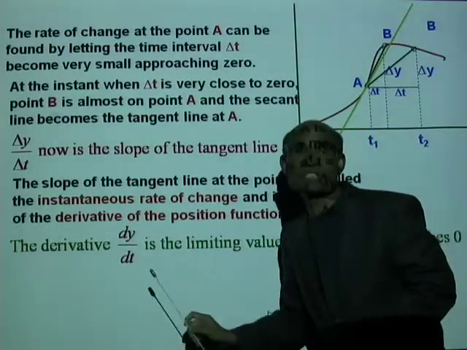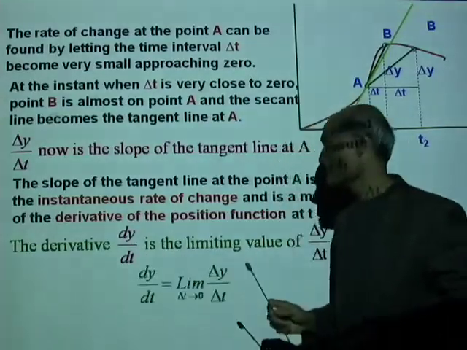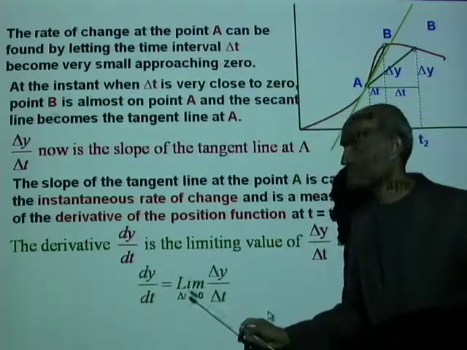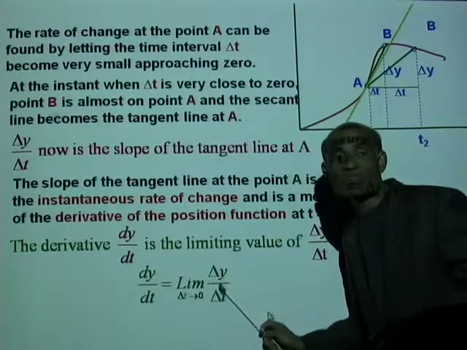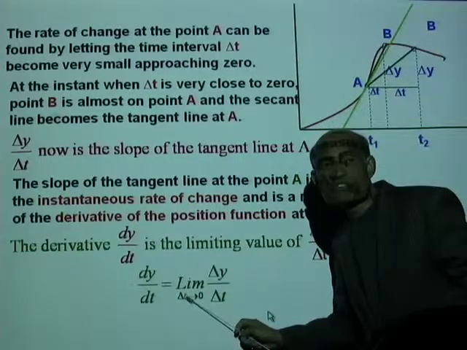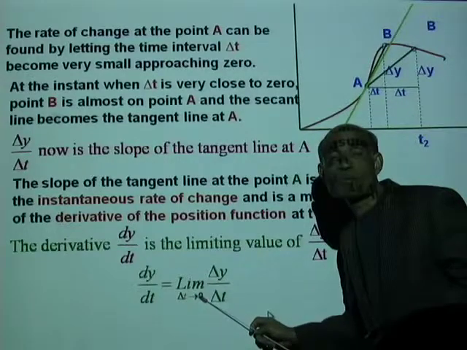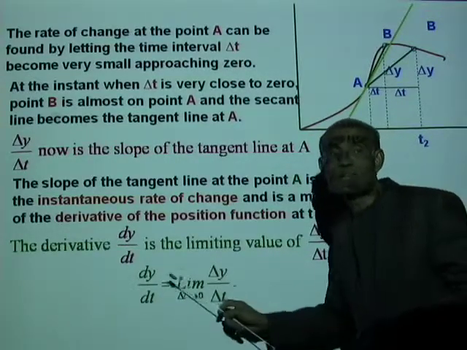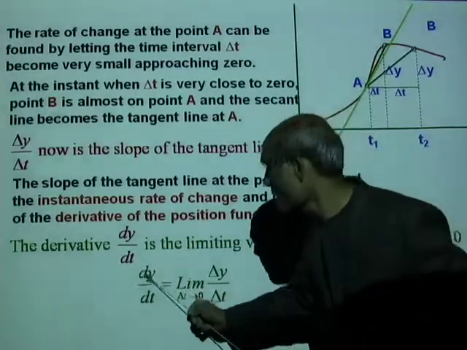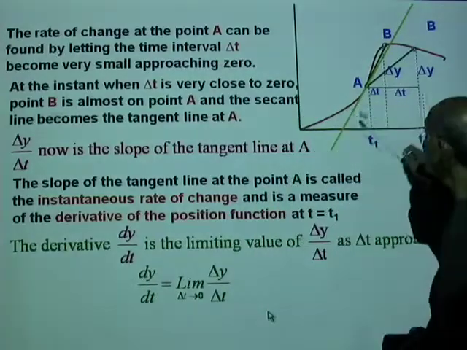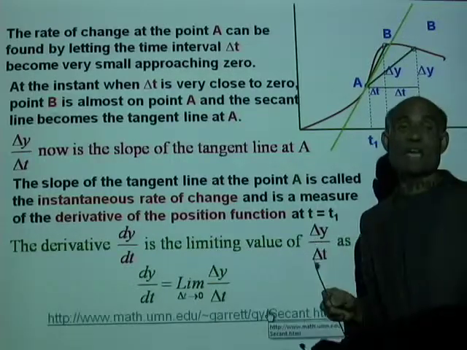called dy by dt, the instantaneous rate of change of y with respect to t. And look at the way we write that in calculus. Dy by dt is the limiting value of delta y by delta t when delta t approaches zero. In the limiting case, when delta t approaches zero, delta y by delta t is called dy by dt, which is the derivative of y with respect to t, and it is a measure of the slope of the tangent line drawn at the point A.